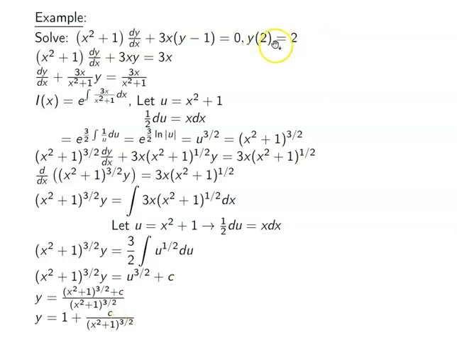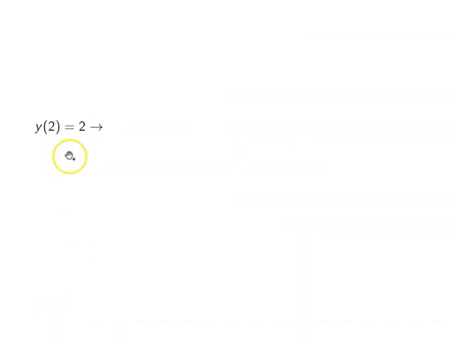So now I can use this condition that I have and plug in 2 for x, and then 2 for y, and then solve for c. So if I plug in 2, I'm going to get 4. 4 plus 1 is 5. So this is c over 5 to the 3/2. This is 2, so I would just subtract this 1. So I have 1 equals c over 5 to the 3/2. Multiply both sides by 5 to the 3/2. Let's actually do this. So minus 1, and then multiply both sides by the 5 to the 3/2, and I'm left with c on one side, 5 to the 3/2 on the other.